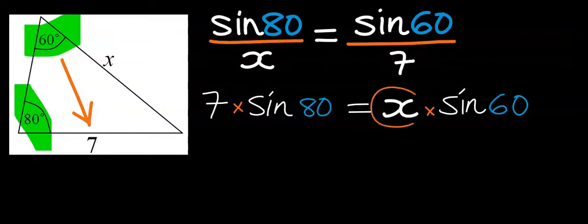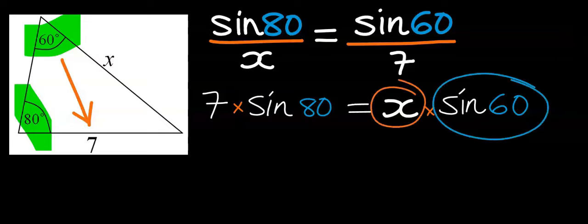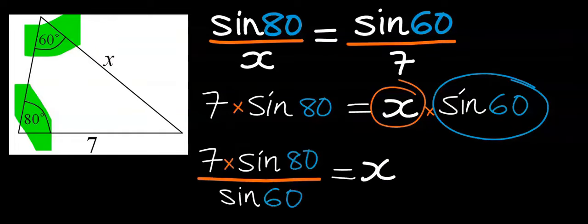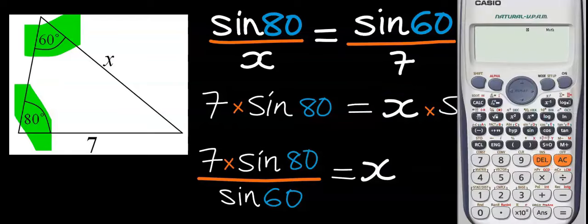Next, we are going to isolate x. Sine 60 will move to the other side to divide. Next, we are going to solve for x. Let's pull up our calculator.